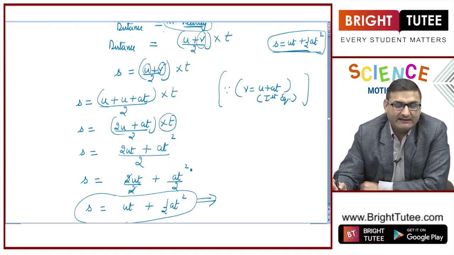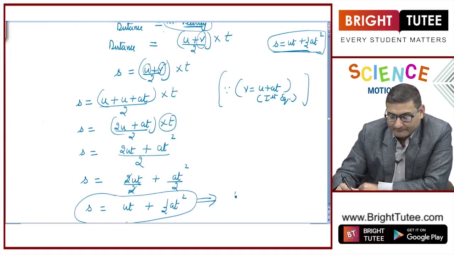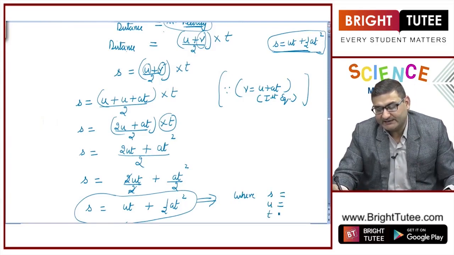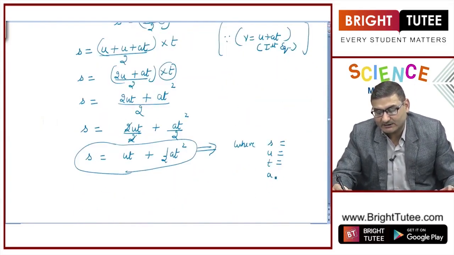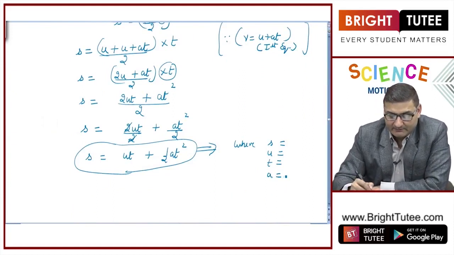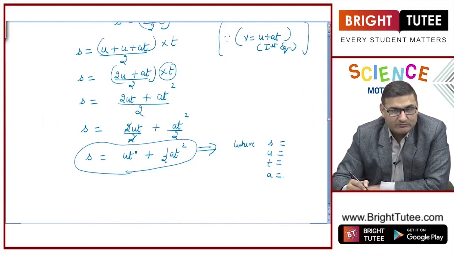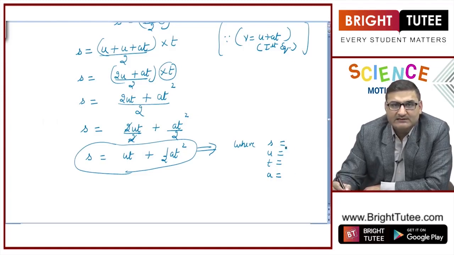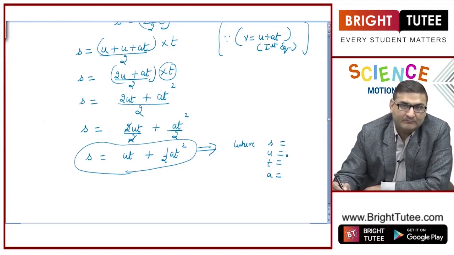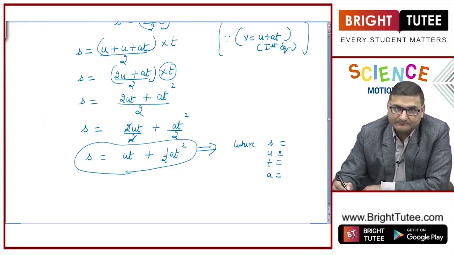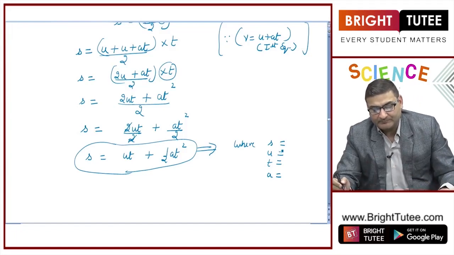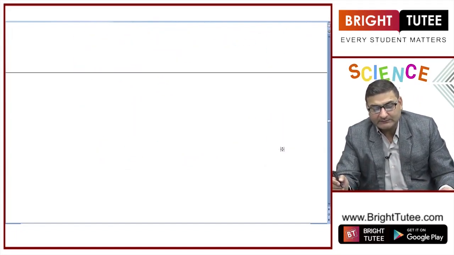Of course, after deriving it, we will specify where s is the distance travelled, u is the initial velocity, t is the time taken, and a is the acceleration, right? So whatever alphabets we are using in this formula, we need to specify what they represent. Got it? This is our derivation of the second equation of motion. Clear to all? Good. Now coming back to the third equation of motion.